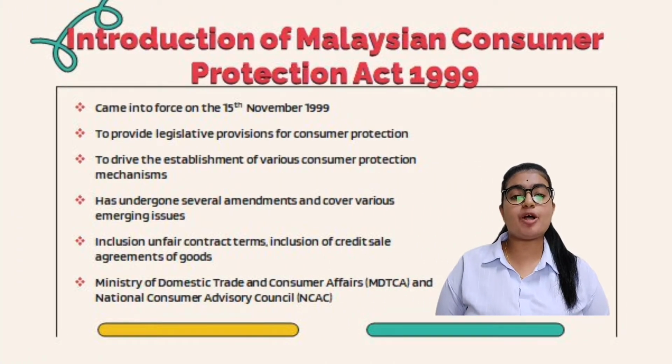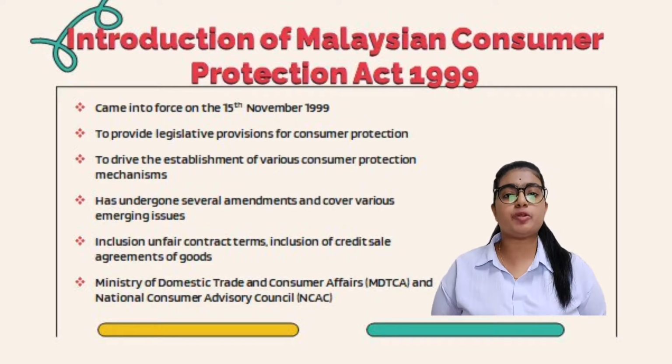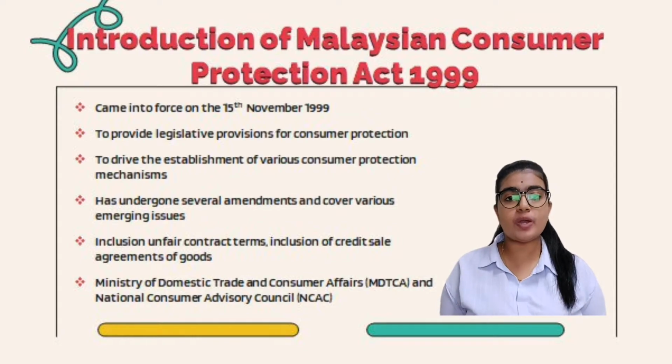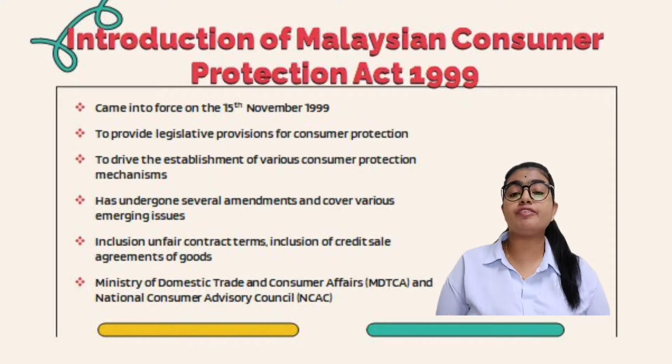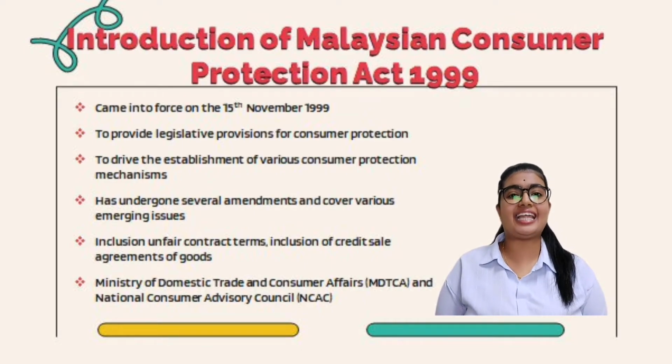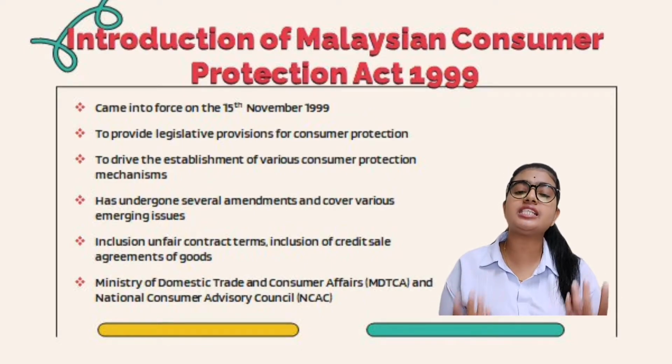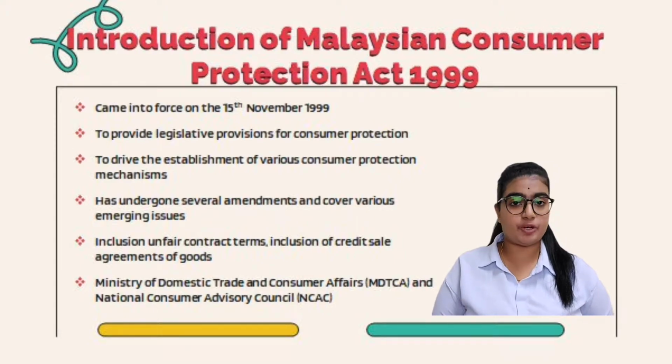Going to present about the Consumer Protection Act 1999. The Consumer Protection Act, or more known as Act 599, came into force on the 15th of November 1999 to provide legislative provisions for consumer protection.